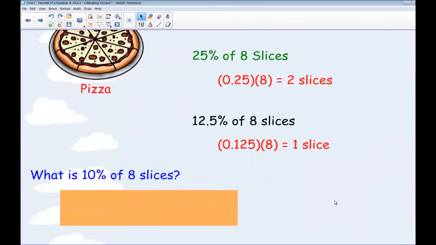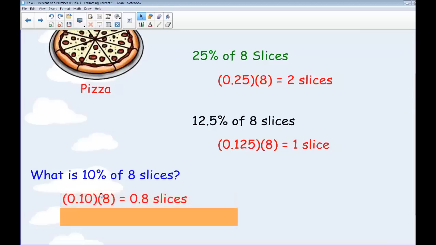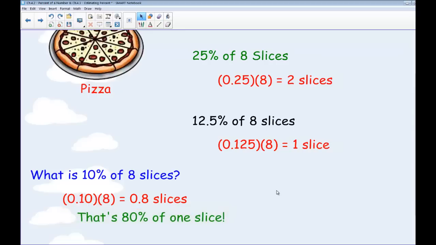Okay, so following the same format, 10% would be 0.1. Multiply that by 8 slices, and therefore it would be 0.8 slices. Now what the heck does that mean? 0.8 slices would really mean it's 80% of 1 slice of pizza. So it's not even a full slice, it's only a partial piece of the pizza.